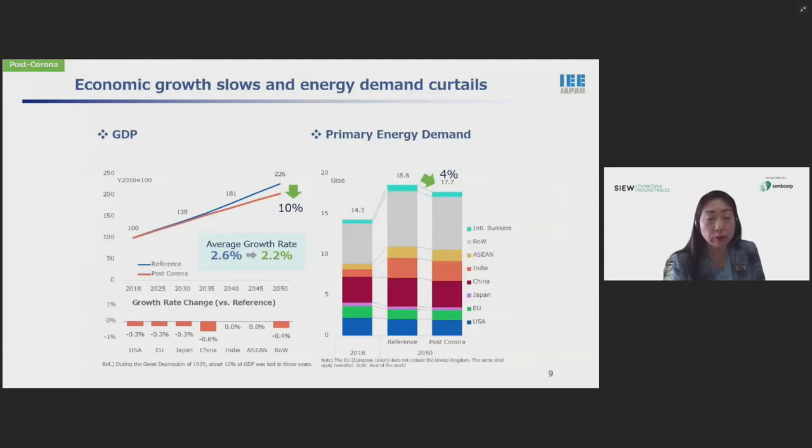In the post-corona scenario, stagnation in free trade causes the world economy to shrink 10% by 2050, as shown in the left. Global energy demand to shrink by 4%, and concentration of demand remains in Asia. So we are still facing a similar picture, even if the structural change occurs. Due to the stagnation in the transportation sector, oil demand peaks around 2040, but the fossil fuel dependency declines only slightly to 77%. Next.